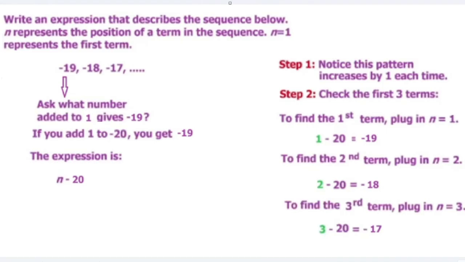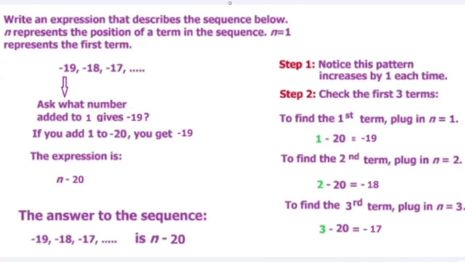And just as a precaution, we will do the third term just in case to make sure that our equation is good. So to find the third term, plug in n equals 3. So here we put 3 here. 3 minus 20 is minus 17. So yay, our third term is right too. So that means the answer to the sequence minus 19, minus 18, minus 17, dot, dot, dot, is n minus 20. And that's it. That's all there is to that problem.